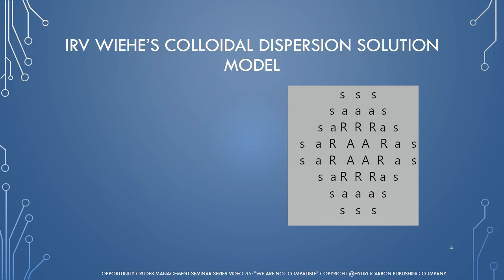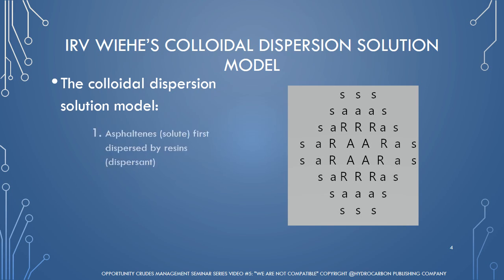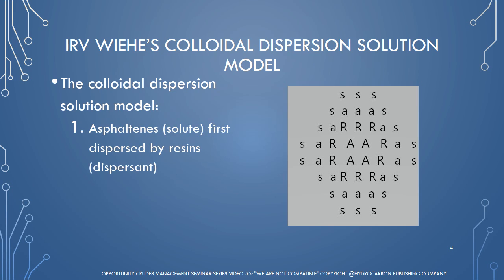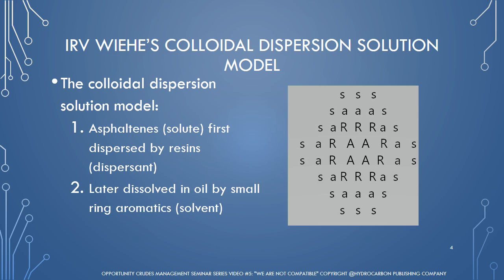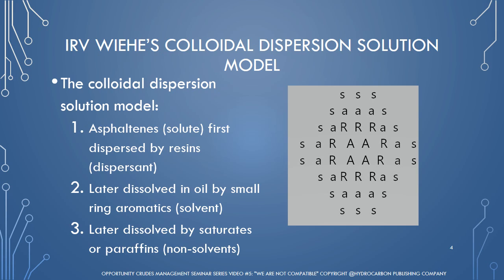Irv Wiehe of Soluble Solutions has created the colloidal dispersion solution model, which shows how asphaltenes would normally behave in stable crudes. First, the asphaltenes, which are considered the solute, are dispersed by resins, the dispersant. Later, the complex is dissolved by small ring aromatics, the solvent, then later by saturates or paraffins, both considered to be non-solvents. The image on the right shows Wiehe's model.